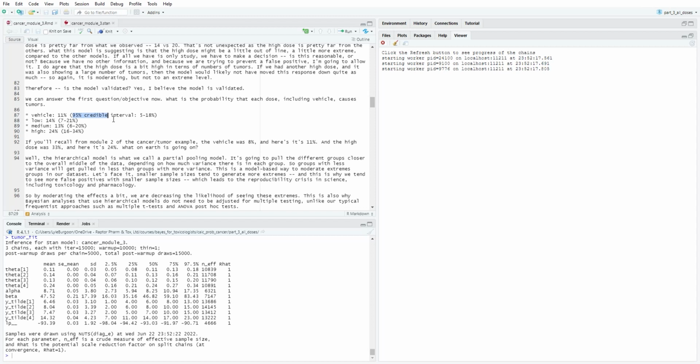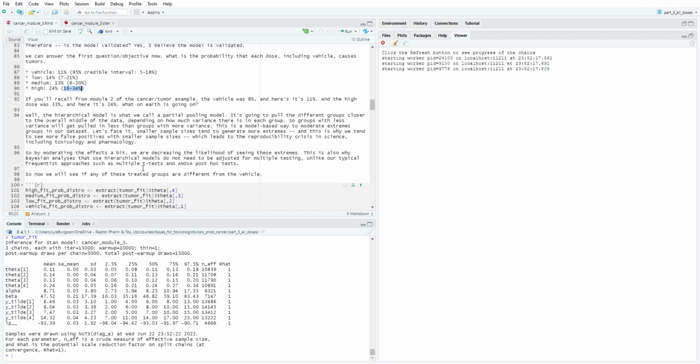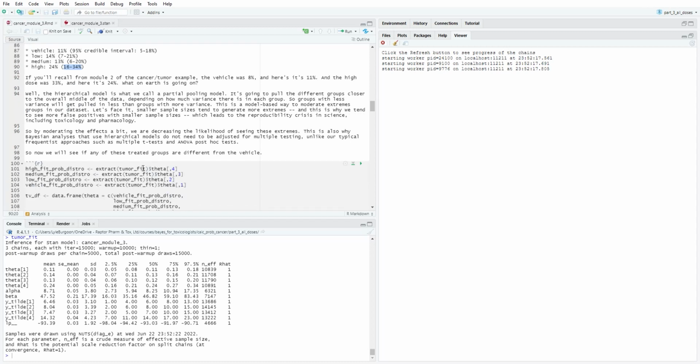I like to include the 95% credible interval. This is where there's a 95% chance that the actual value is going to be between, for vehicle, 5 and 18%, for low dose 7.1%, 6 and 20 for medium, and 16 to 34% for high. All right, so things are going pretty good. I'm pretty happy with everything.